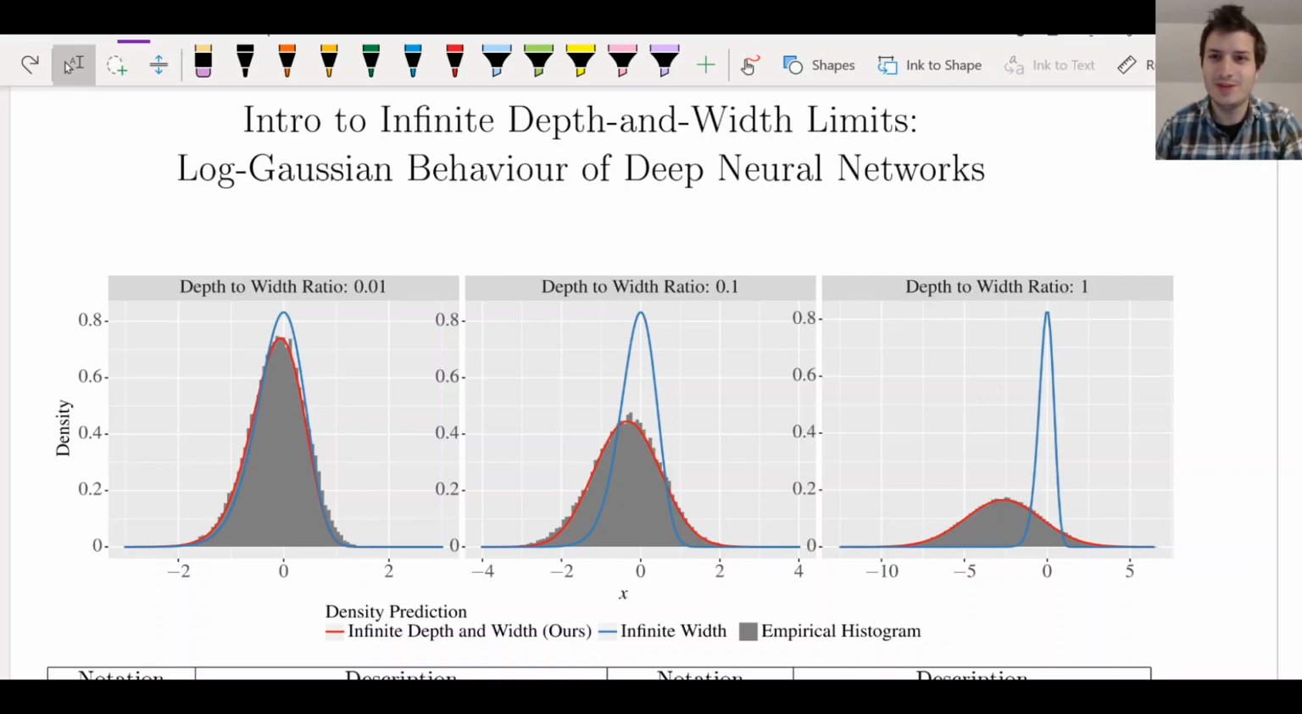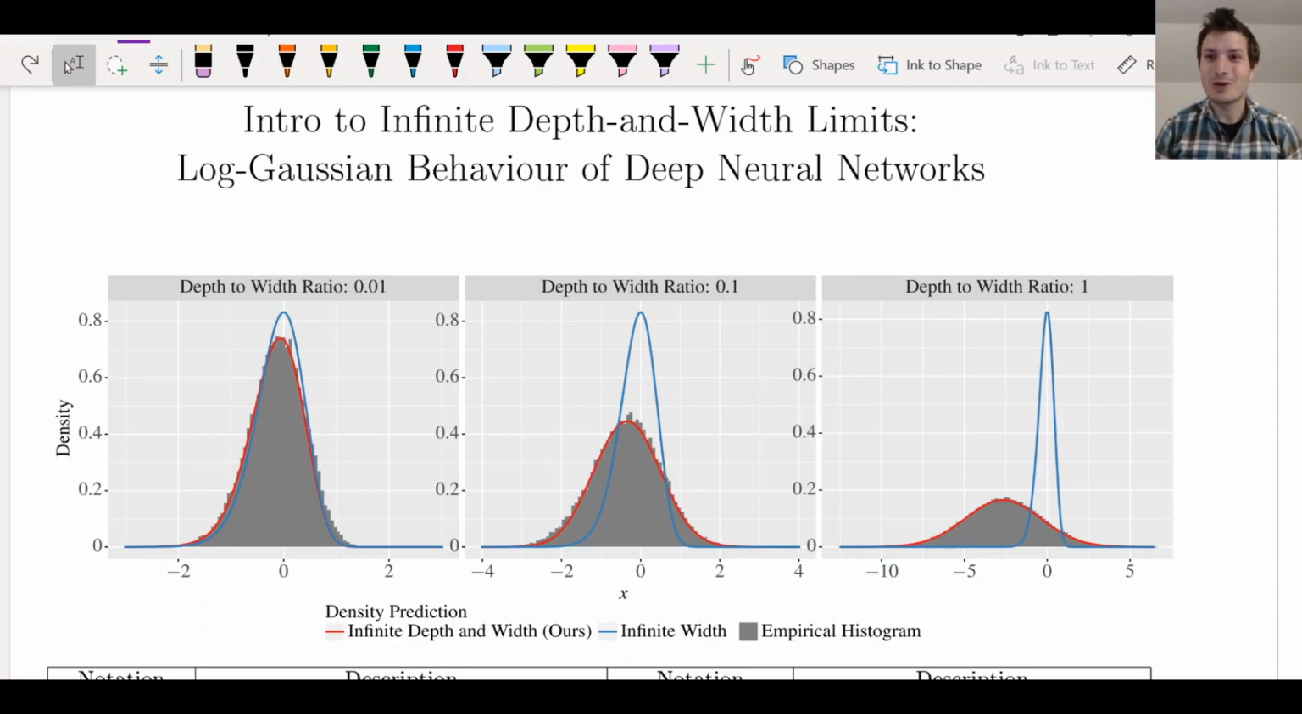Hello! So in this video, I'm going to tell you about infinite depth and width limits of deep neural networks. So you might have heard of the infinite width limit. That's like a neural network where it's infinitely wide. But in those limits, the depth of the network is still some finite number. So maybe the network is 10 layers deep, but infinitely wide.